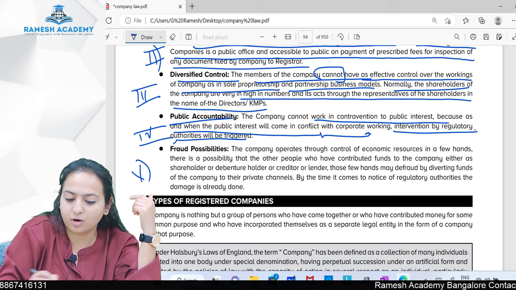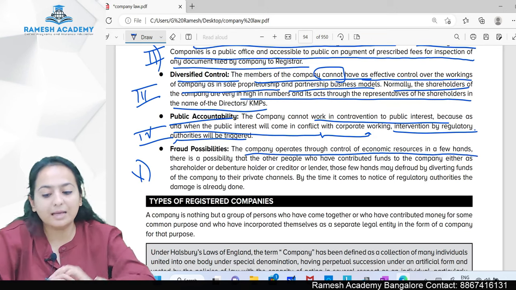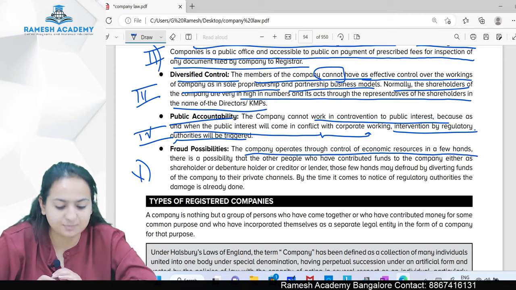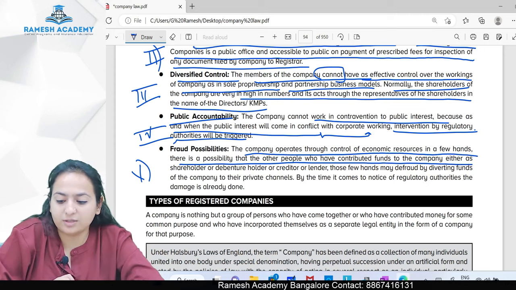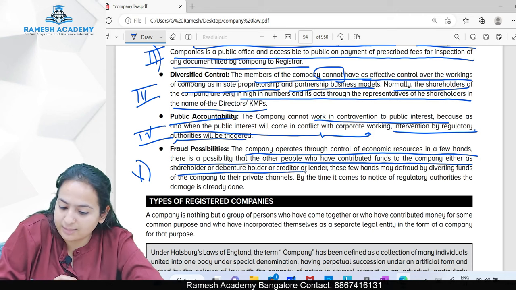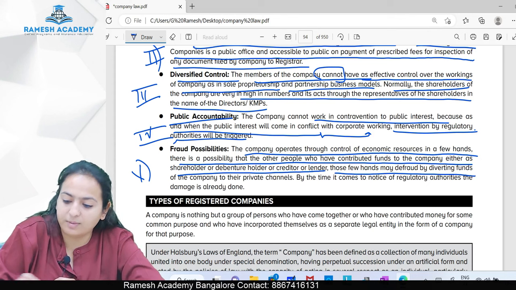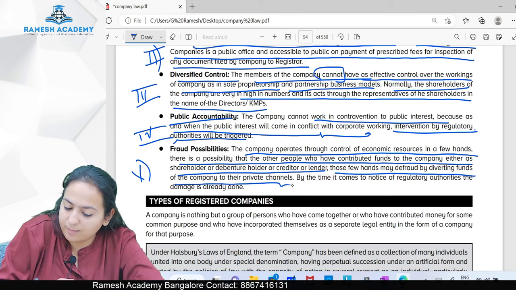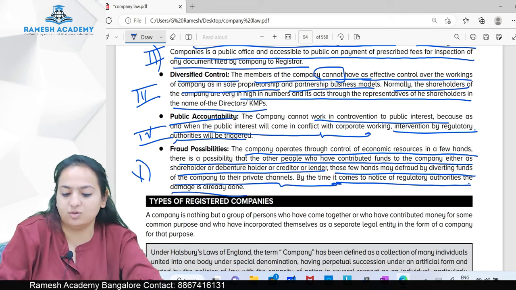Fifth is fraud possibilities. Company operates through a control of economic resources in a few hands. There is a possibility that other people who have control contributed funds to the company either as a shareholder or a debenture creditor, lender. Those few hands may defraud by diverting funds of the company to a private channel. By the time it comes to the notice of regulating authorities, the damage is already done.